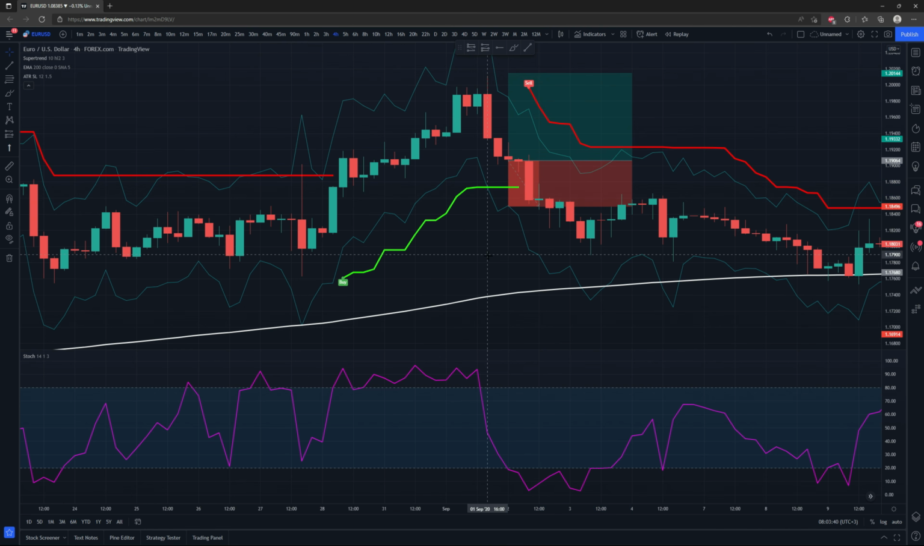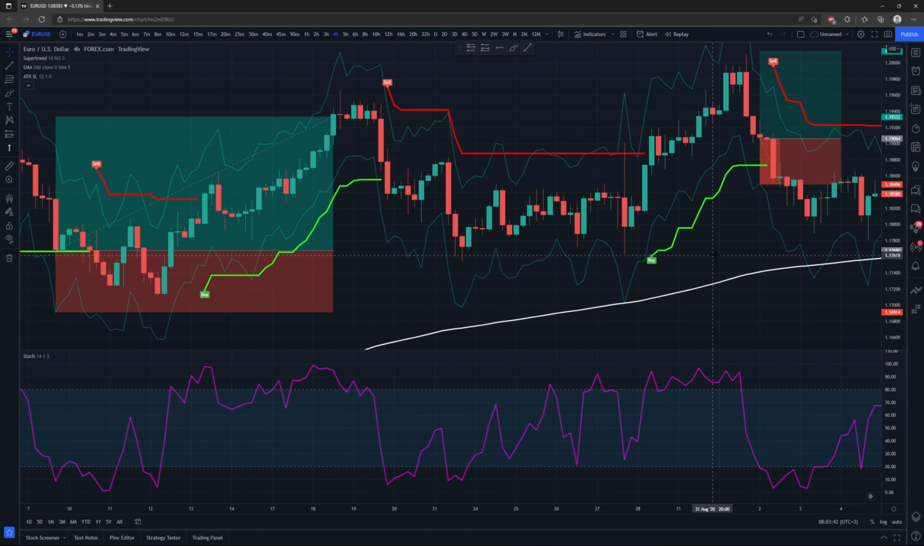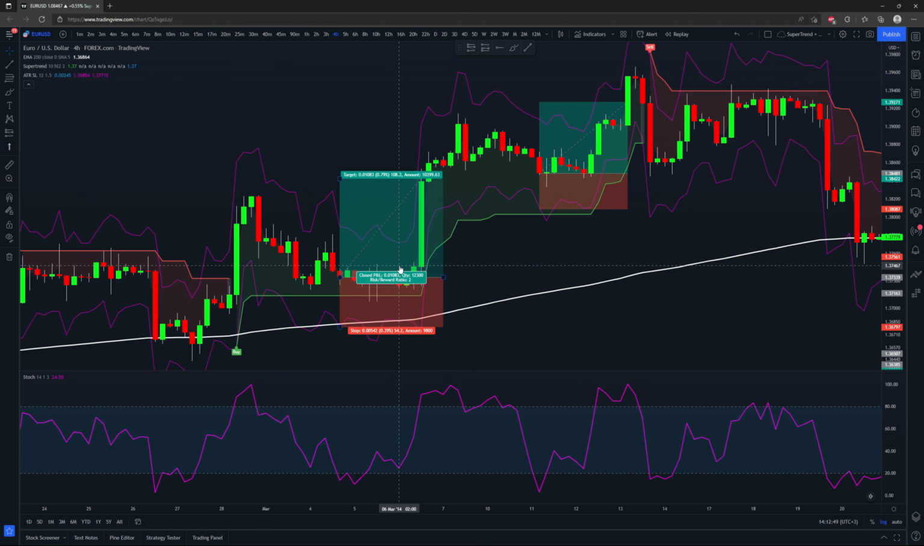All right, so that's the criteria for long and also short entries. So we will now test this 100 times in a row, and I'll go over the results at the end.